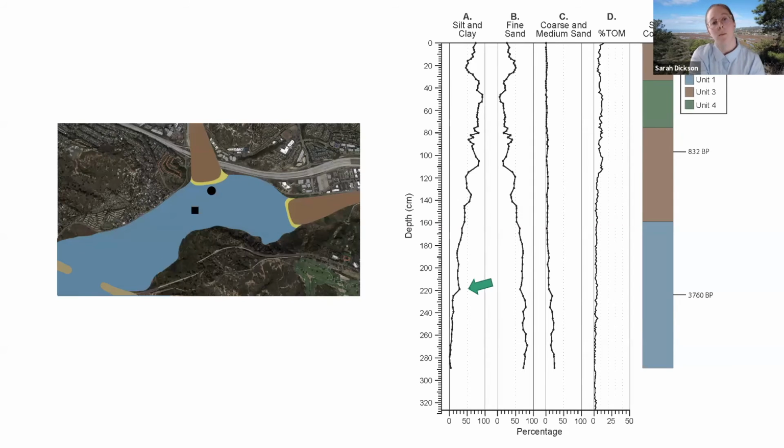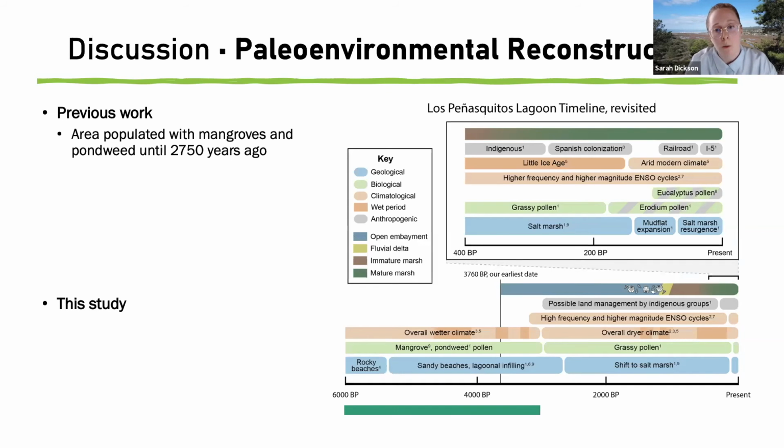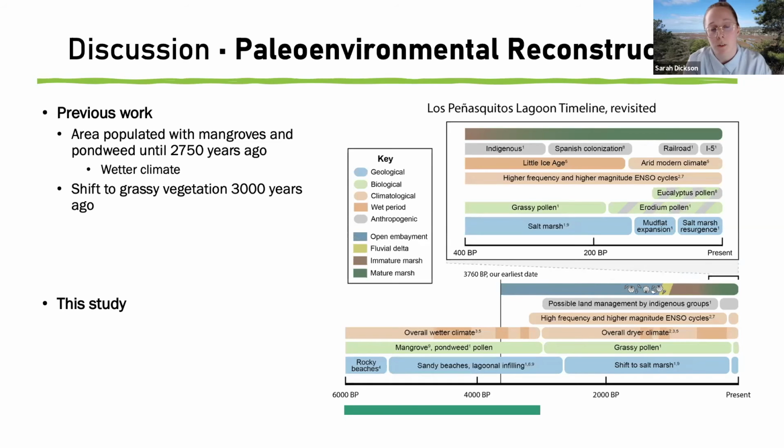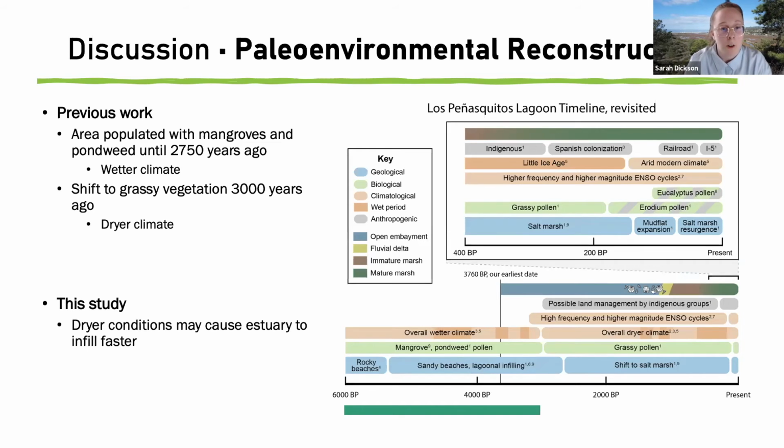Up until about 2,750 years ago, the area was also populated with mangroves and pondweed, both of which indicate a wetter climate than what we see today. About 3,000 years ago, the vegetation in the embayment became more grassy. This is indicative of a shift to a drier climate, which is supported by other studies in the region. The drier climate may have facilitated further infilling of the estuary with sand, as flushing events from heavy rain would have become less frequent, but we do not see explicit signals of drying conditions in our core data.